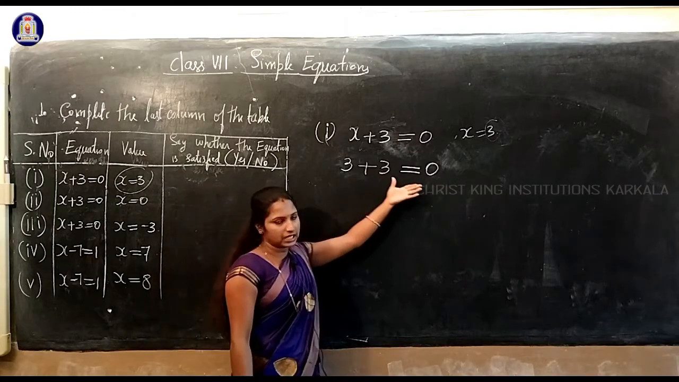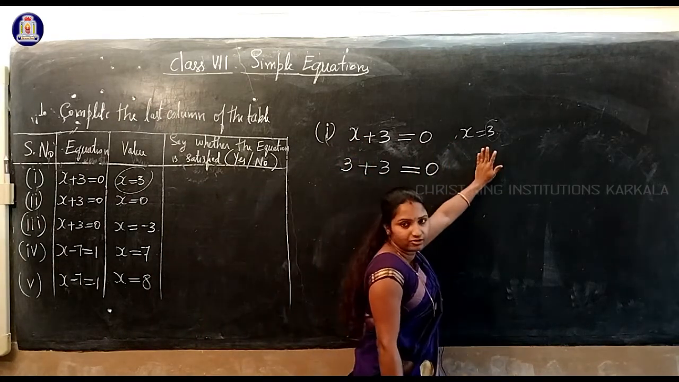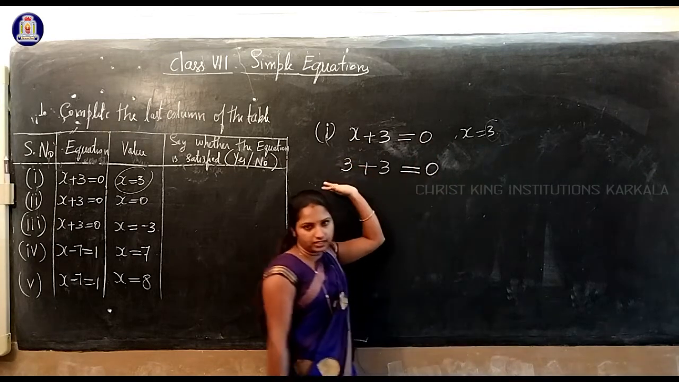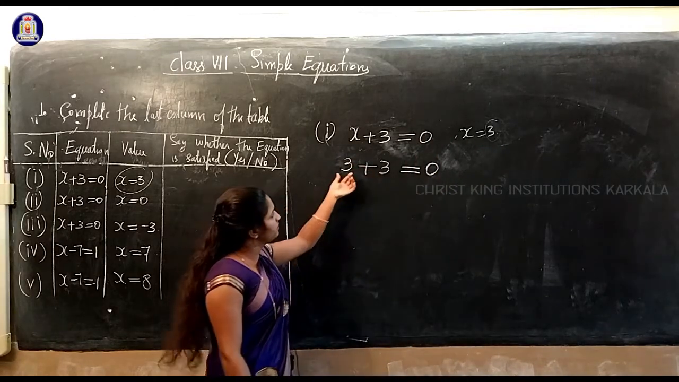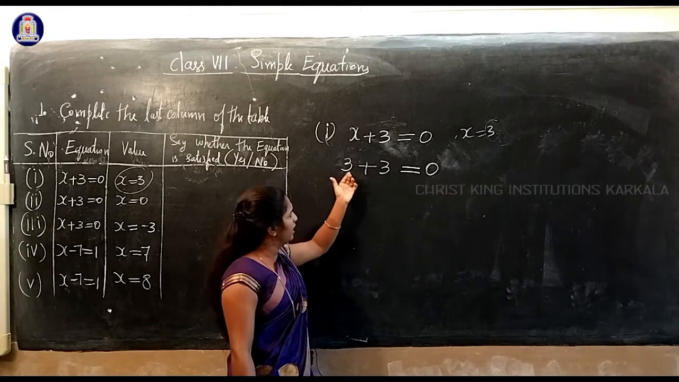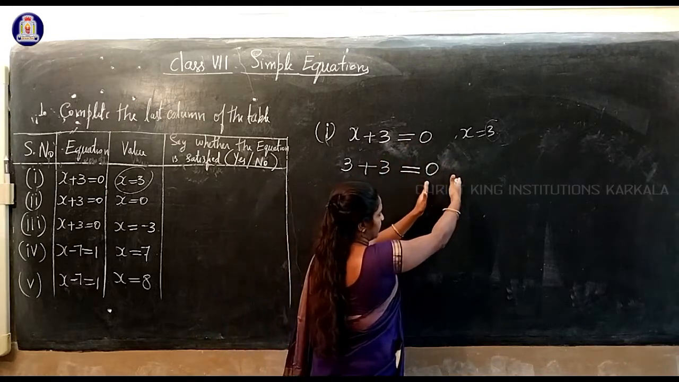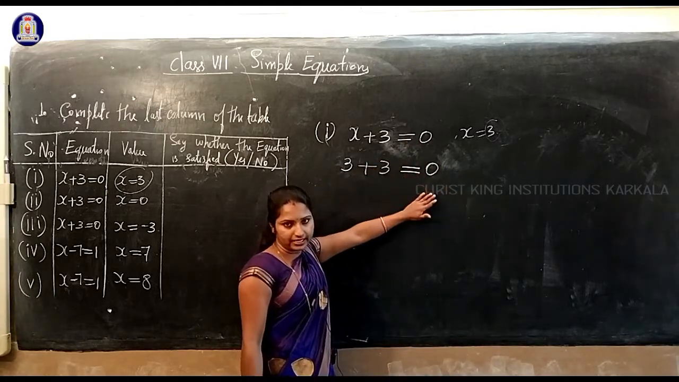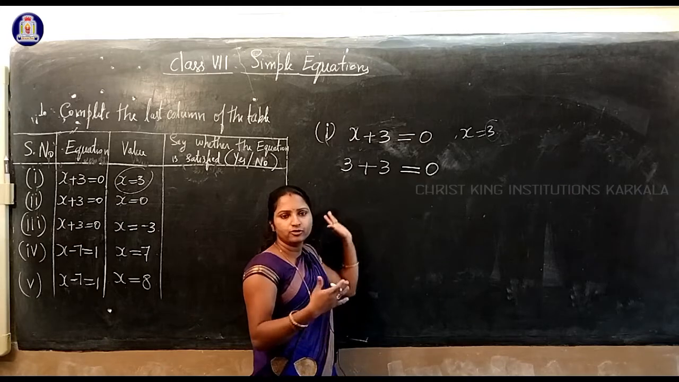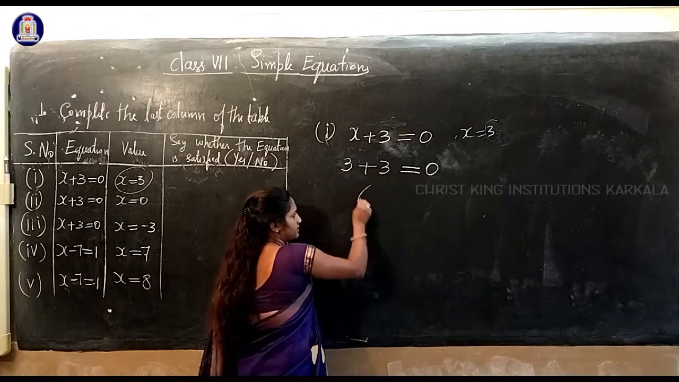The remaining numbers, write as they are. Only in place of x the value is given, no? That value you have to write. You have to substitute. Clear? So in place of x I wrote 3. Now see here, 3 plus 3 is on the left hand side and 0 is on the right hand side. You have to equate both sides. Clear? So now 3 plus 3 is 6.